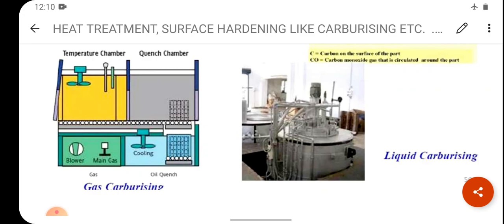And last one is liquid carburizing. Liquid में हम डिप करेंगे ऑब्जेक्ट को. So this is known as liquid carburizing process. So these are the different methods of carburizing.